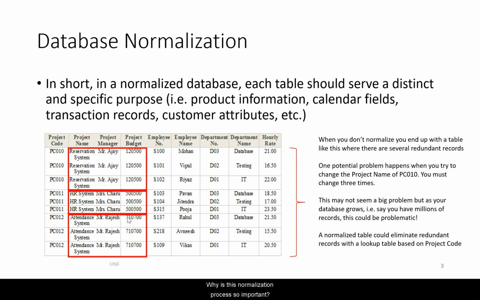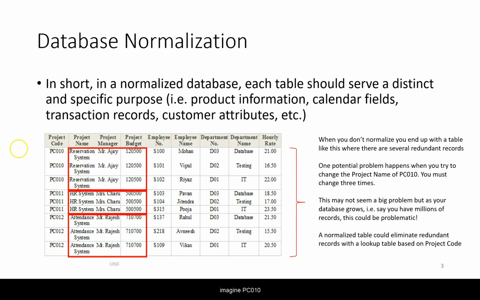Why is this normalization process so important? For instance, if you change the project name of PC010 into something else, then you need to repeat this process 3 times. This is inefficient and could potentially result in the wrong project name being entered. Having to change the project name 3 times may not necessarily result in error.